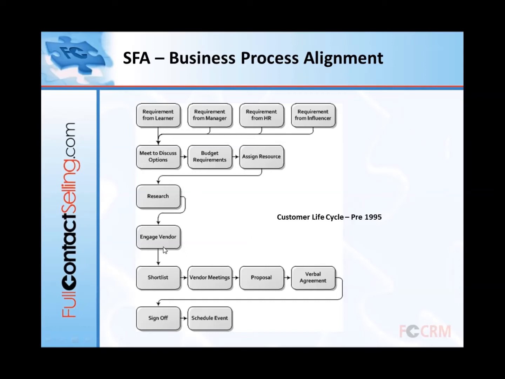Back then, pre-1995, we had to engage a vendor and talk to them about products, about pricing, about competitors, right? Create the short list, have a vendor meeting, get a proposal, get a verbal agreement, sign off, and schedule an event. Now, I know there's a lot more to a buying process, but this is what we looked at from a high level.